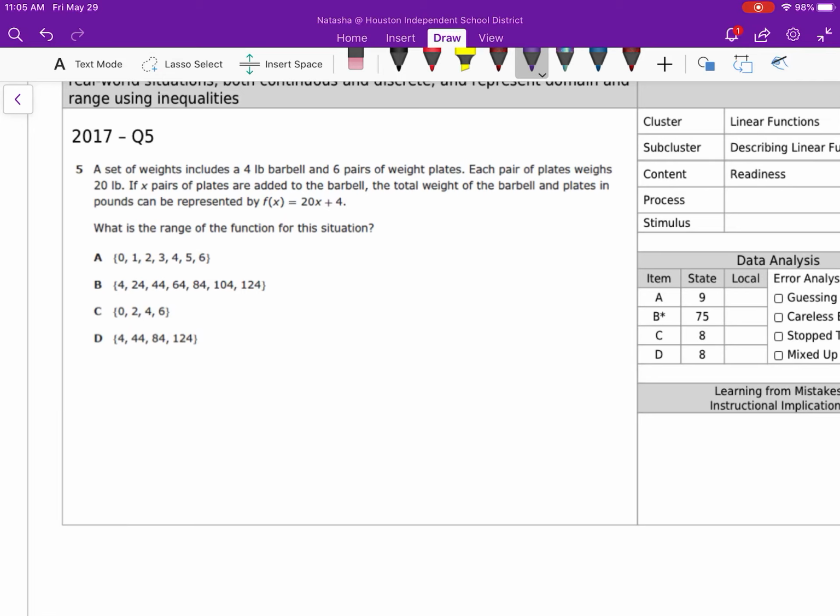The set of weights includes 4-pound barbells and 6 pairs of weight plates. Each pair of plates weighs 20 pounds, and if X pairs of plates are added to the barbell, the total weight of the barbell and plates in pounds can be represented by the function given. Now, I'm going to talk about this as well. This is in slope-intercept form, y is equal to mx plus b. So if I look at this function, f of x is equal to 20x plus 4.